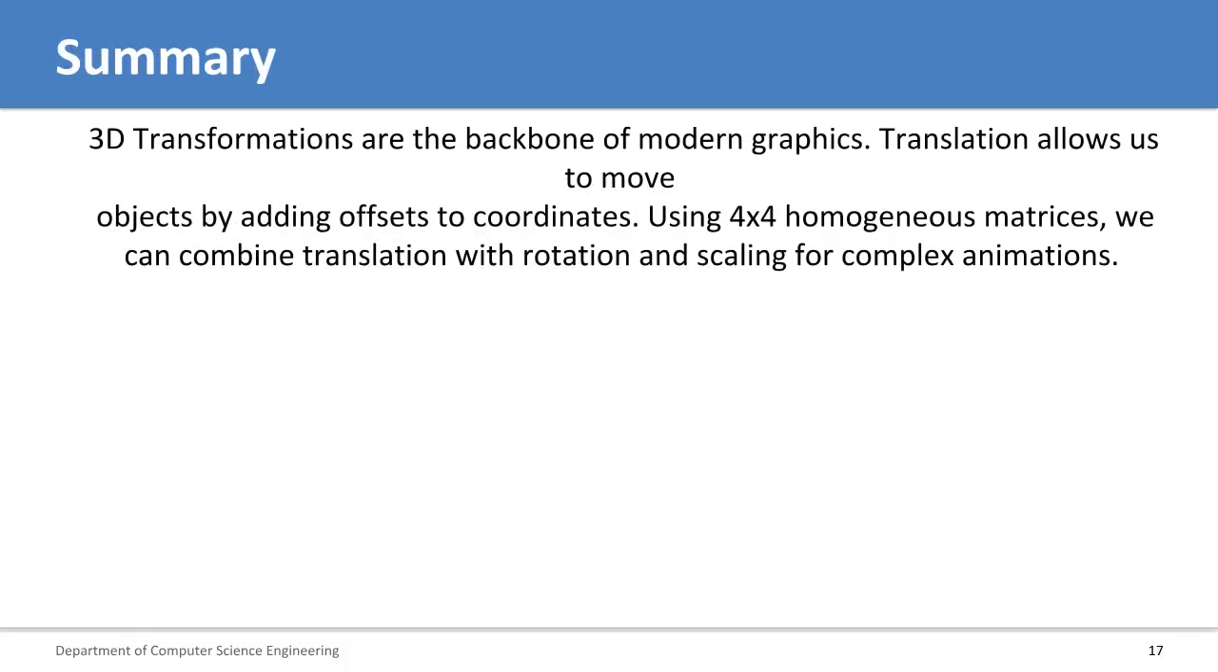To summarize, 3D transformations form the foundation of modern computer graphics. Translation is used to move objects by adding offsets to their coordinates. Through homogeneous matrices, translation can be combined with scaling and rotation to create complex animations and realistic visual effects.